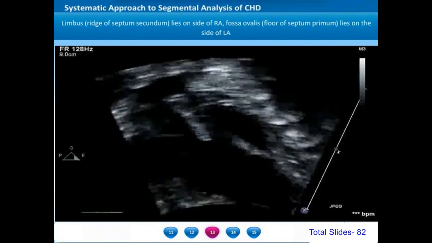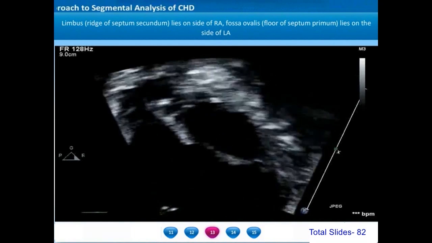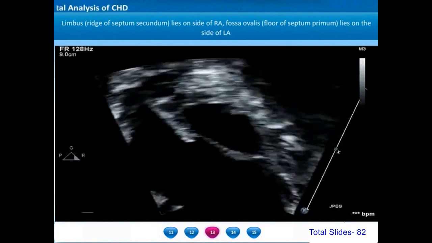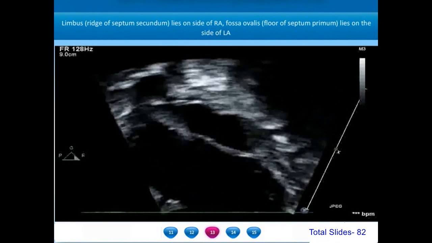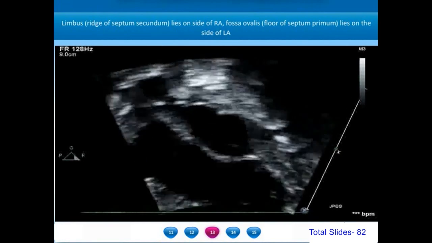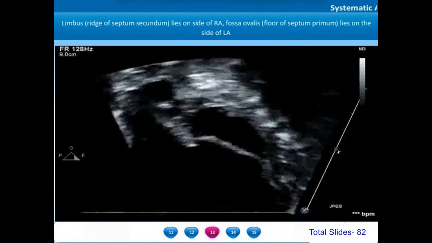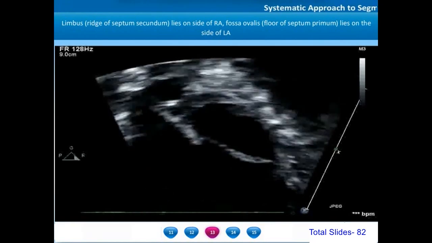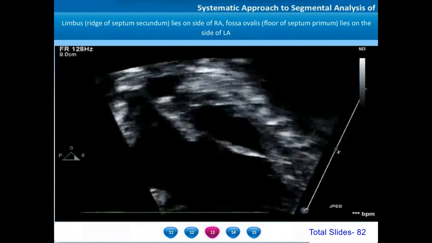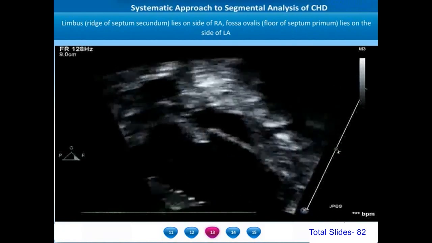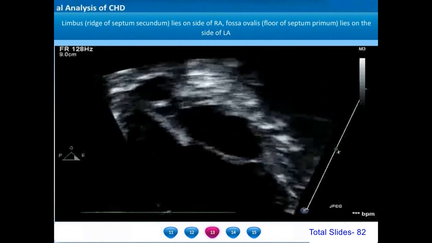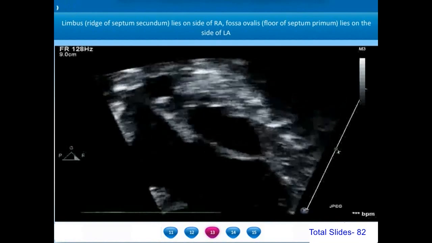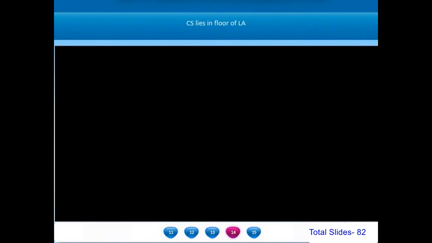Immediately below the limbus of fossa ovalis is the floor of fossa ovalis. This floor of the fossa ovalis is formed by septum primum, which lies on the side of the left atrium. So if we identify the limbus and the floor of fossa ovalis, we can say that the limbus will be on the side of the right atrium and the floor of fossa ovalis will be on the side of the left atrium.